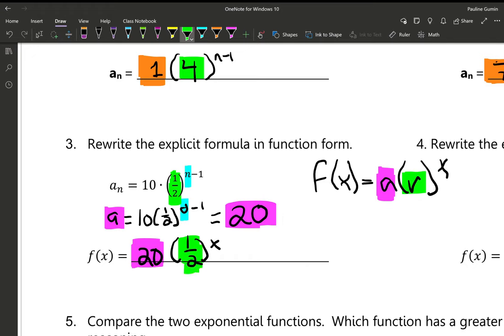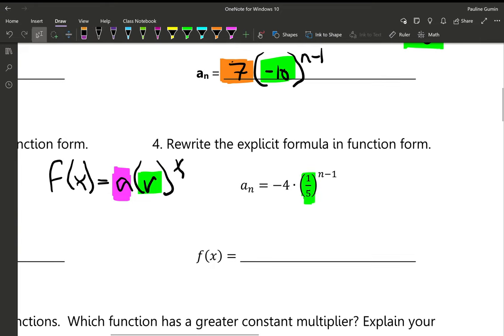Now, another way to get that 20, the shortcut, is to do outside number divided by inside number. So we can also find a by doing 10 divided by 1/2. All right, that's another way to do it. That only works for exponentials, so plugging in 0 works for everything. So it's a good habit to form.